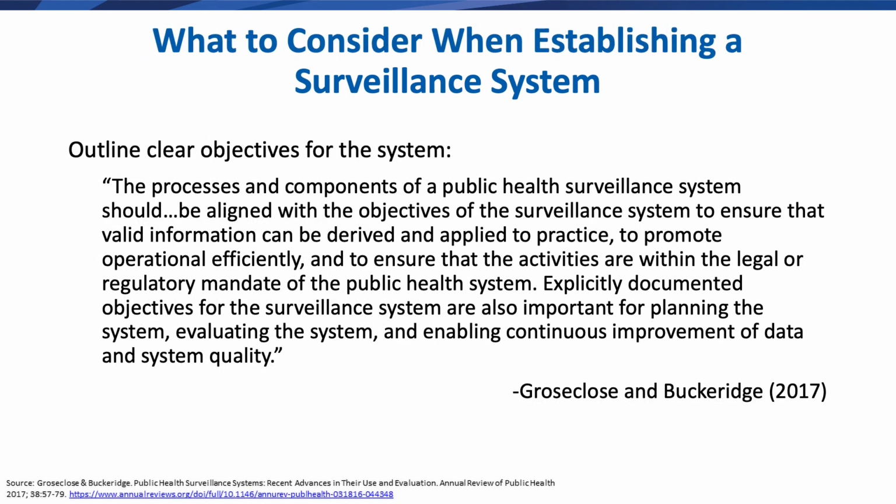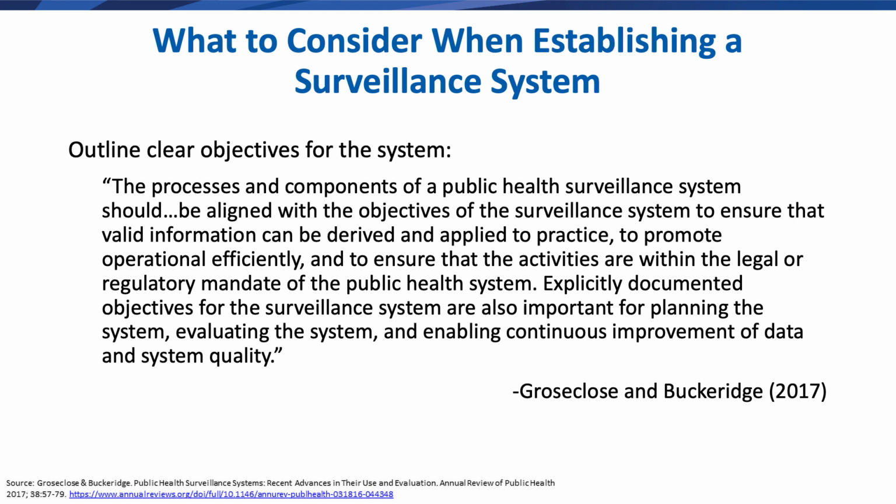A great excerpt from the Grosclose and Buckridge article states the importance of outlining clear objectives for your system. The process and components of a public health surveillance system should be aligned with the objectives of the surveillance system to ensure that valid information can be derived and applied to practice, to promote operational efficiency, and to ensure that the activities are within the legal or regulatory mandate of the public health system. Explicitly documented objectives for the surveillance system are also important for planning the system, evaluating the system, and enabling continuous improvement of data and system quality.